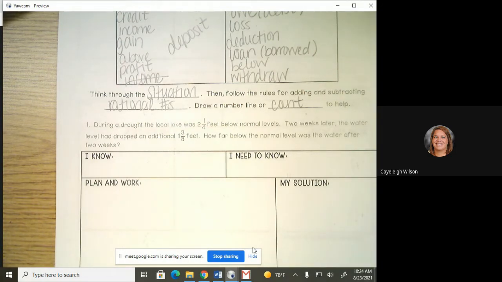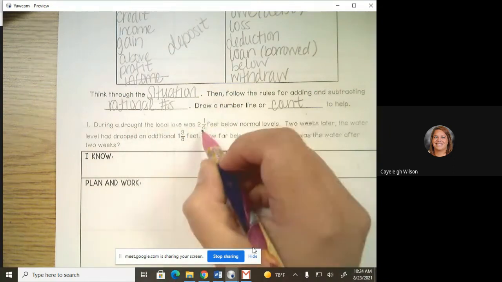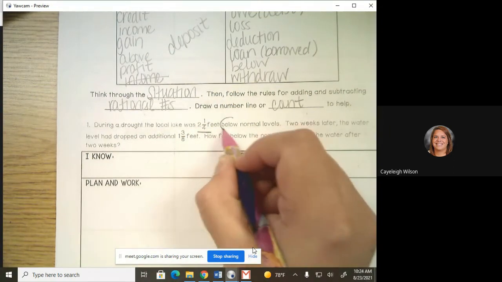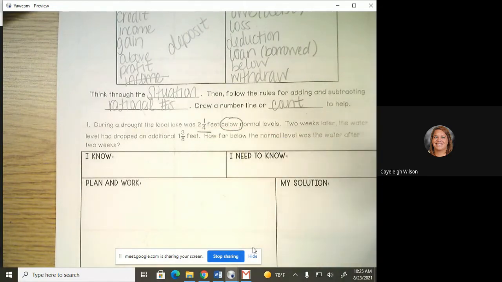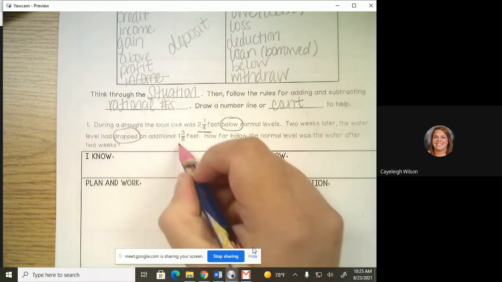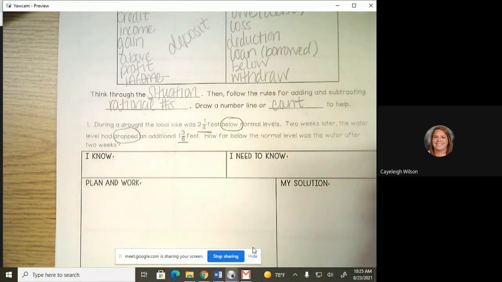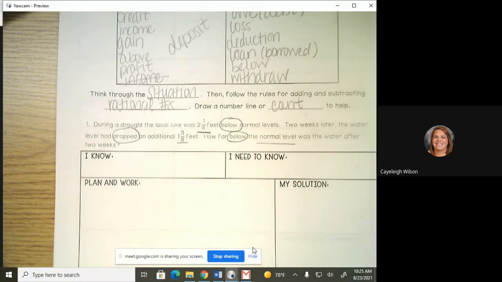So when I do word problems, I like to read it once, and then I go back and I underline my numbers and I circle words that I think mean some sort of operation, okay? So I'm going to go back and read it again. During a drought, the local lake was 2 1/4 feet below normal levels. So I think that might mean an operation, and I underline my number. 2 weeks later, the water level had dropped an additional 1 3/8 feet. How far below normal level was the water after 2 weeks?